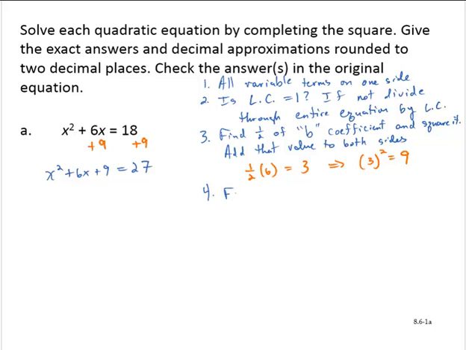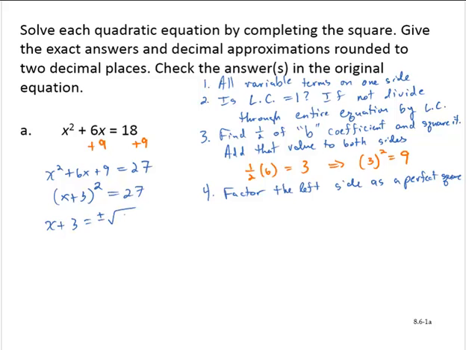Fourth, factor, in this case the left side, as a perfect square. So if you've done steps 1 through 3 correctly, we now have a perfect square trinomial on the left. X squared plus 6x plus 9 is x plus 3 squared. And so now we have that squared quantity on one side, and we can apply the square root property. So then x plus 3 is plus or minus square root of 27.